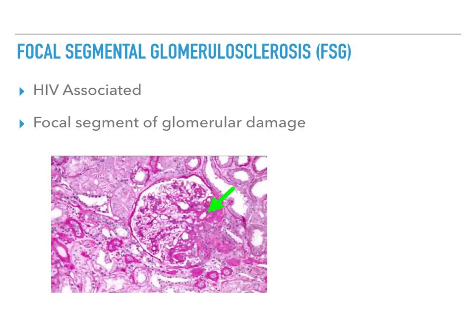Next, focal segmental glomerulosclerosis, or FSGS. This is associated with patients who have HIV. There is a focal segment of glomerular damage, so hence the name. It's focal segmental glomerular sclerosis. It's sclerosis in the glomerulus that's focal and segmental. And I'm pointing to one distinct spot on this slide where you see glomerular sclerosis. So it's very aptly named.